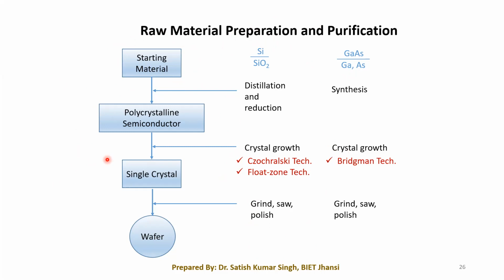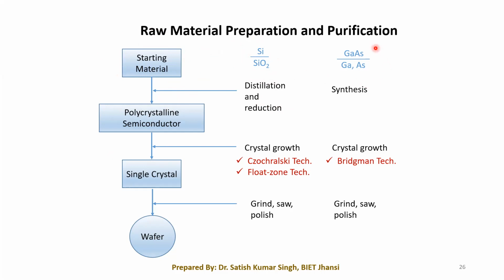So first of all, we need to have a starting material. As I told you, when we are going for silicon processing, the starting material will be our quartzite, whose chemical formula is SiO2. So we have SiO2. Now, SiO2 is our basic material for the case of silicon.